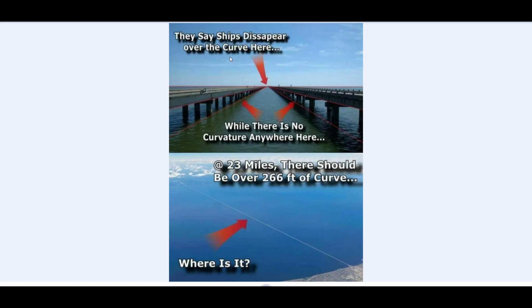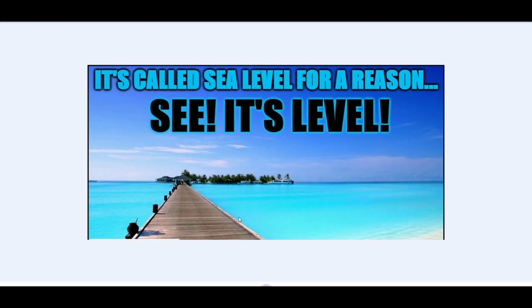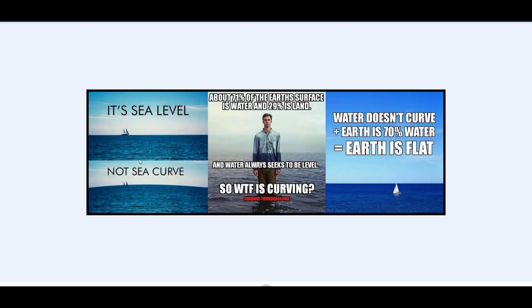They say ships disappear over the curve here, while there is no curvature anywhere here. At 23 miles, there should be over 266 feet of curvature. Where is it? You can see from the sky. Science. It's called sea level for a reason. Sea, it's level. It's sea level. It's not sea curve.